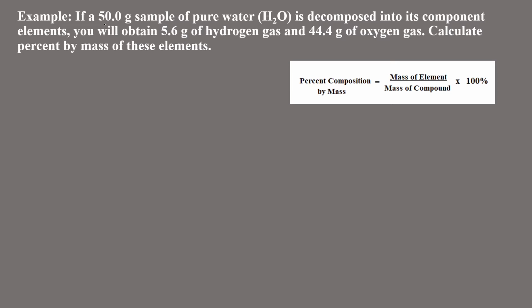Okay, so let's see the information given. So we have the mass of the sample, which is the mass of the compound. We have the mass of hydrogen gas and mass of oxygen gas. Here is our formula. We can use this formula one time for hydrogen and then for oxygen. We have two elements in water, hydrogen and oxygen. So let's solve the percent composition of both. So percent composition of hydrogen will be, we need mass of hydrogen element, which is 5.6 gram. We need mass of the compound, which is 50.0 gram.